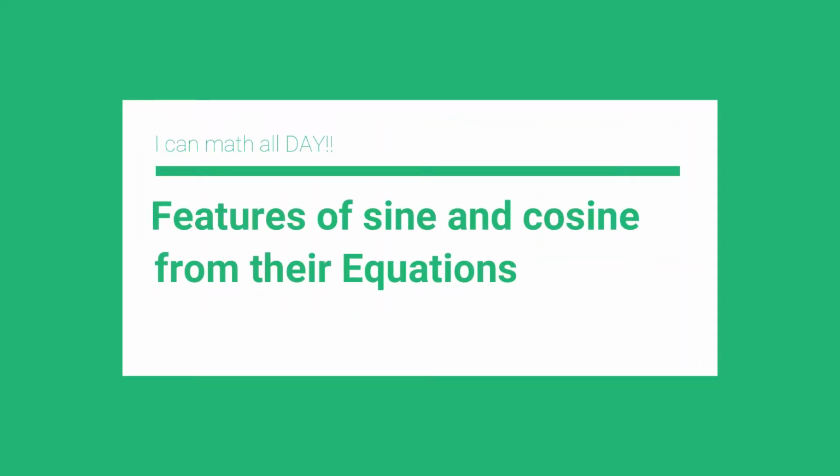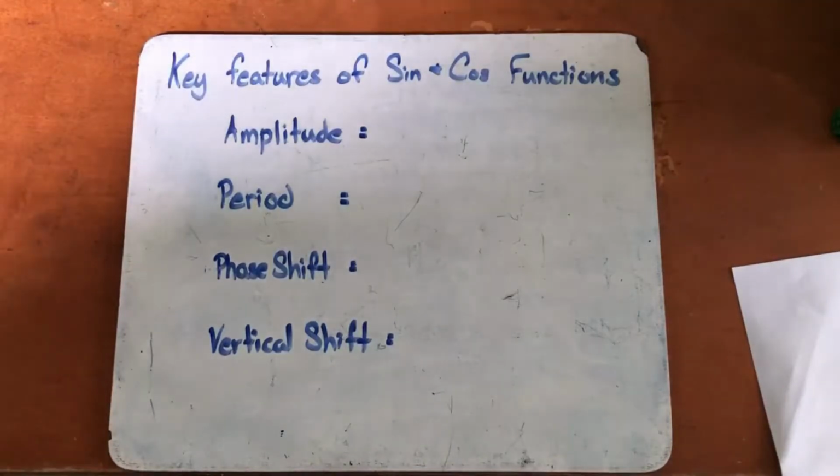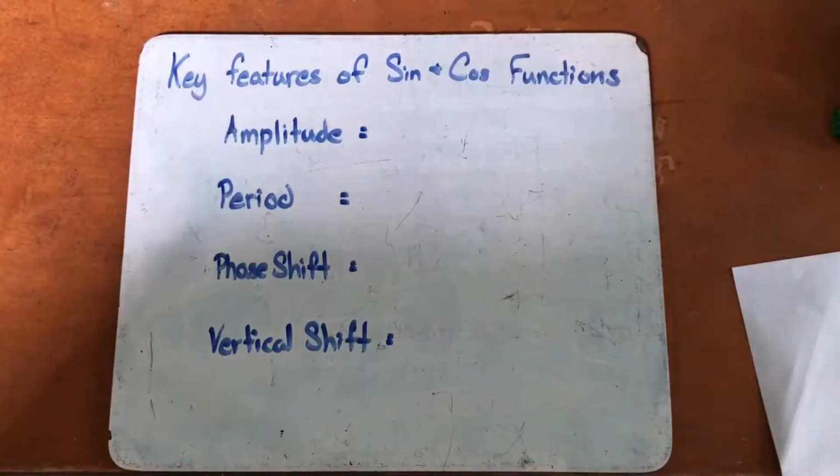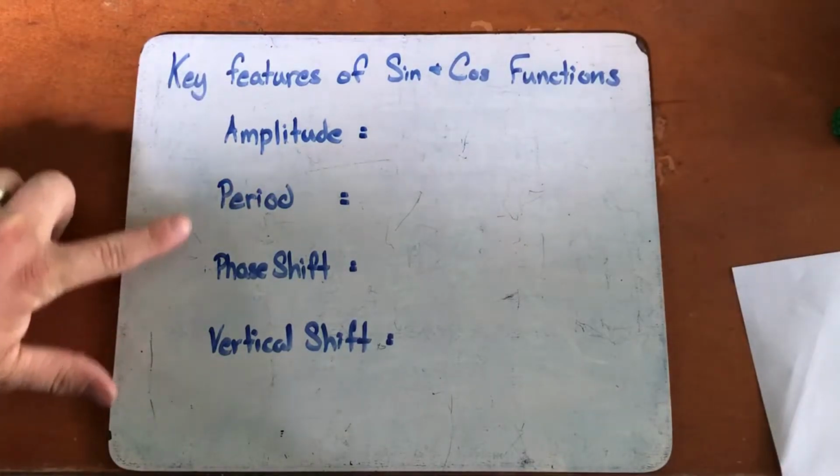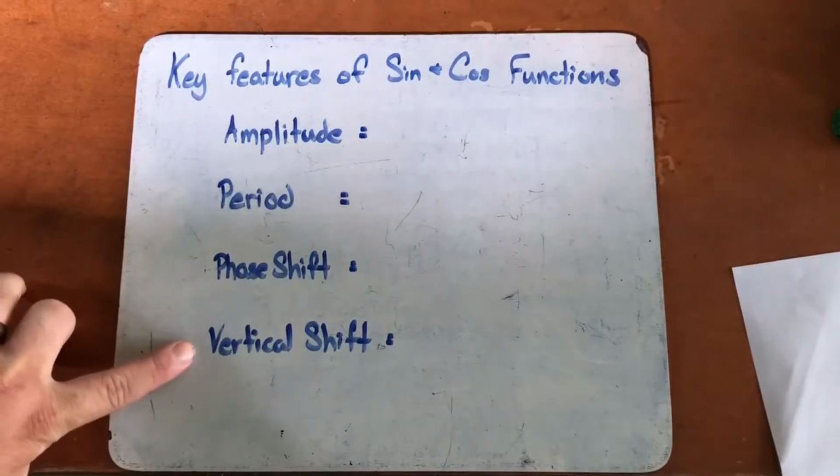Features of sine and cosine functions from their equations. Today we're going to talk about key features of sine and cosine functions. The four features that we're going to worry about, or the ones that we're going to work on finding, are the amplitude, the period, the phase shift, and the vertical shift.